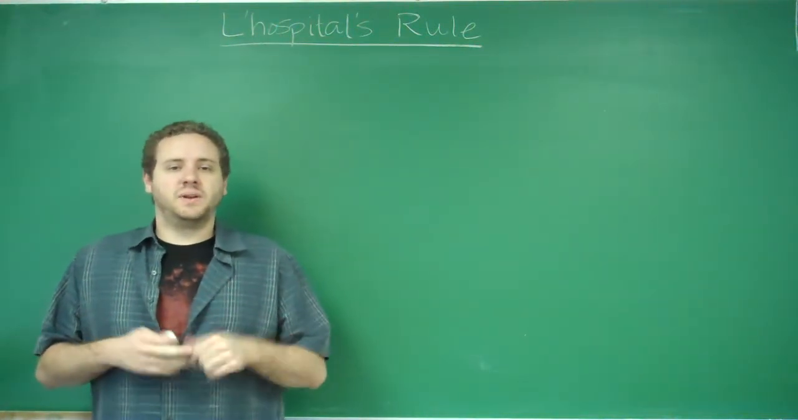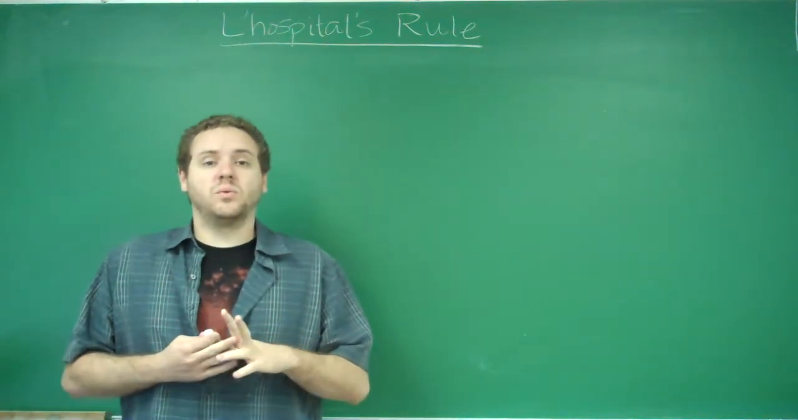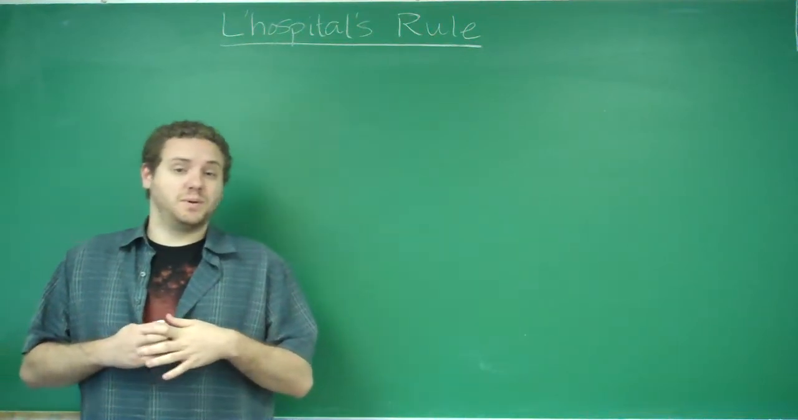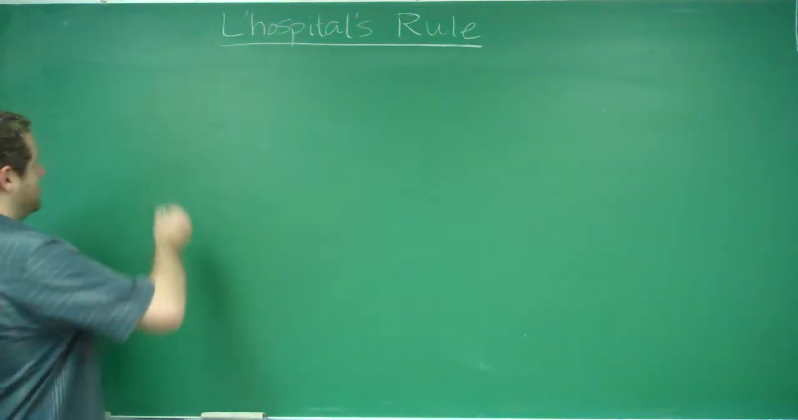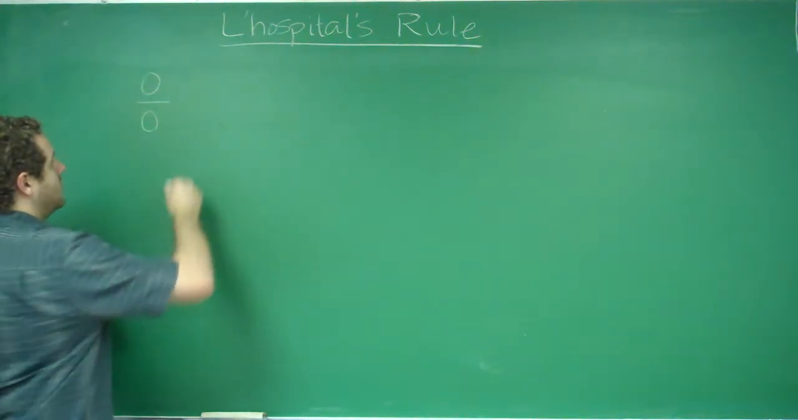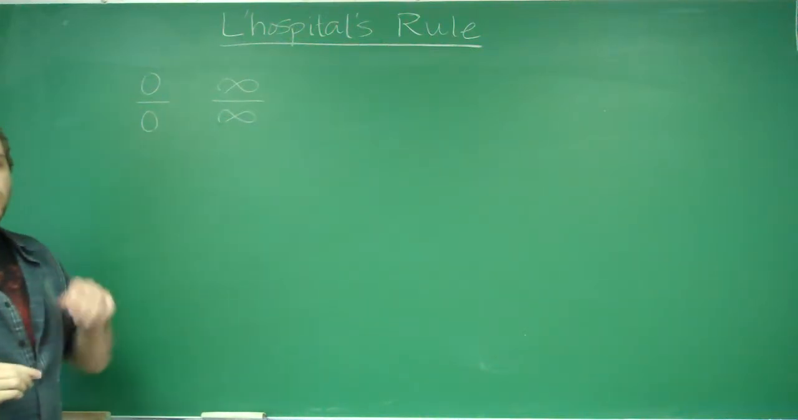L'Hopital's rule is a way of evaluating limits when the limit is of an indeterminate form. So first let's talk about what it means for a function or an expression to be in an indeterminate form. Indeterminate forms mean 0 over 0, infinity over infinity. These are indeterminate forms.